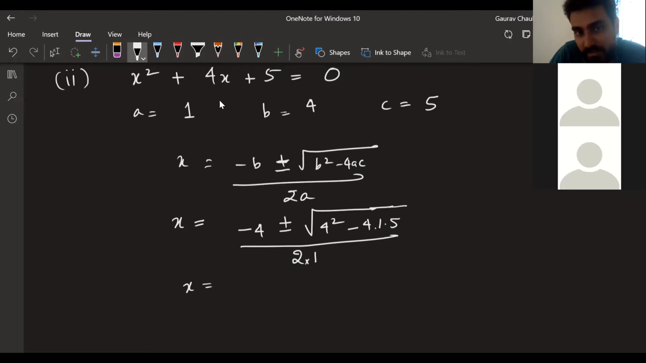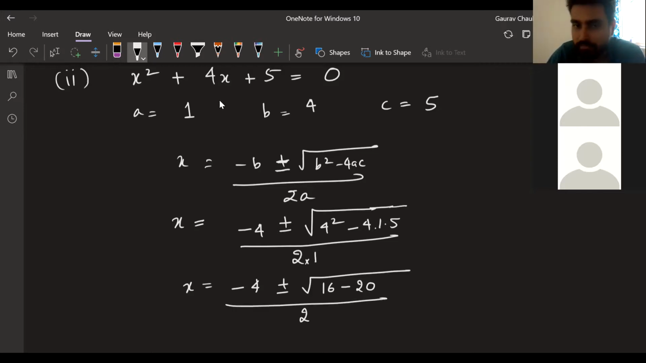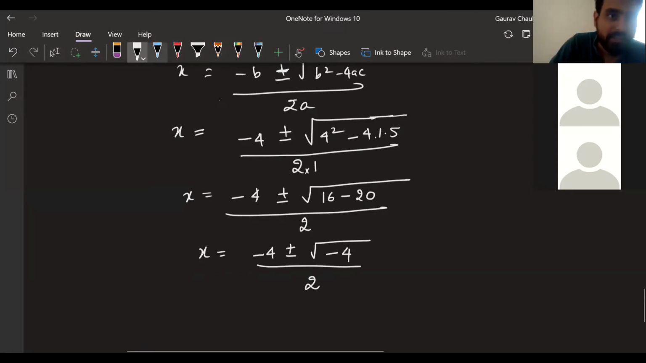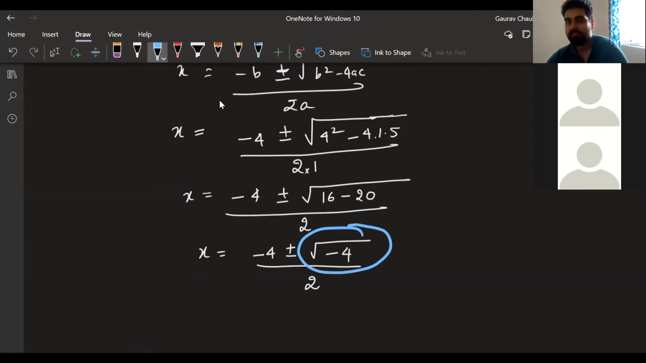So that gives me x is equal to minus 4 plus minus under root, I'm getting 16 minus 20, by 2. What's that giving me? x is equal to minus 4 plus minus root over minus 4 by 2. Can someone tell me what I can write root over minus 4 as? In place of root minus 4, what number can I write? Chat box private, please.